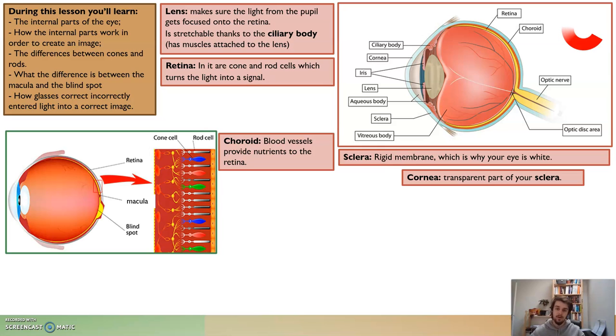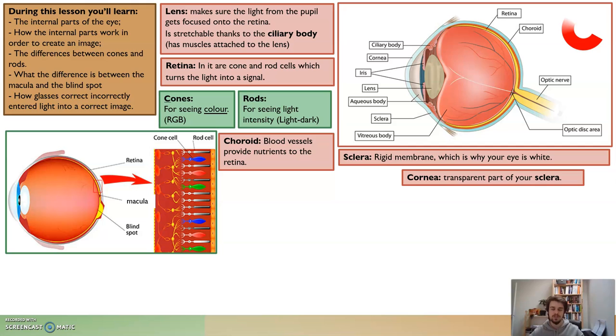When we are focusing onto the retina, you can see that there are two distinctive types of cells. We have the cones, named after their shapes. For seeing color, we have three types of cones, mainly the red, the green, and the blue cones. We have the rods, and the rods are also named after their shape, and they are for seeing light intensity. So dark light, and is especially helpful when you are in the dark.